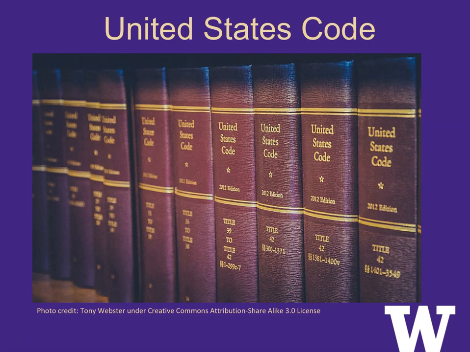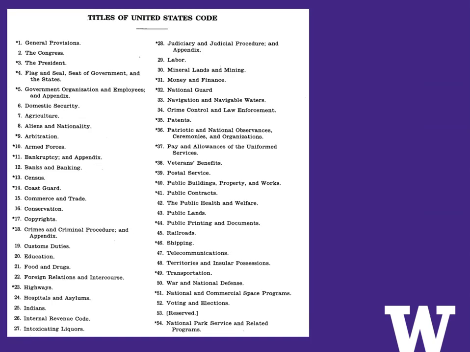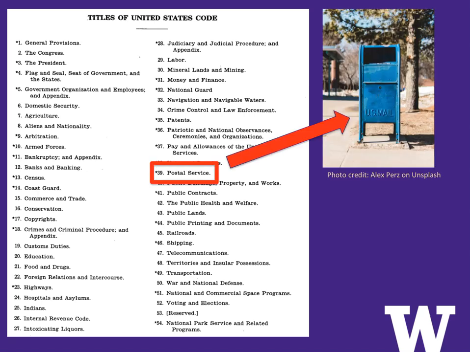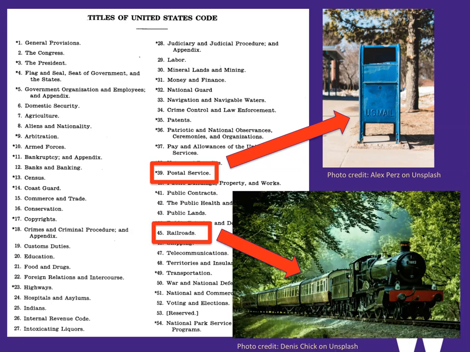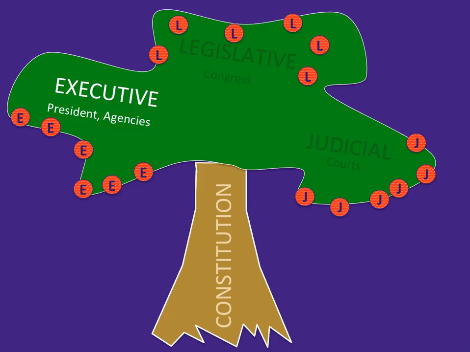I say ever-changing because as Congress enacts new statutes and amends or removes older ones, the U.S. Code is updated accordingly. The U.S. Code organizes laws by subject matter, and each subject has a numbered title. So, for example, all of the statutes related to the post office are grouped together, as are all of the statutes on the railroads.